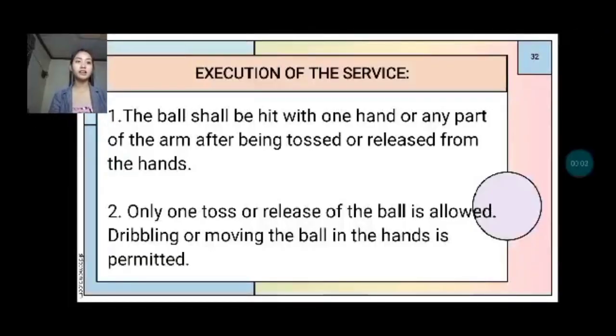Good day everyone. I was assigned to report the execution of the service. First, the ball shall be hit with one hand or any part of the arm after being tossed or released from the hands. So, you really have to release the ball first before being tossed. Second, only one toss or release of the ball is allowed. Dribbling or moving the ball in the hands is permitted. So we are permitted dribbling or moving the ball before we release it.